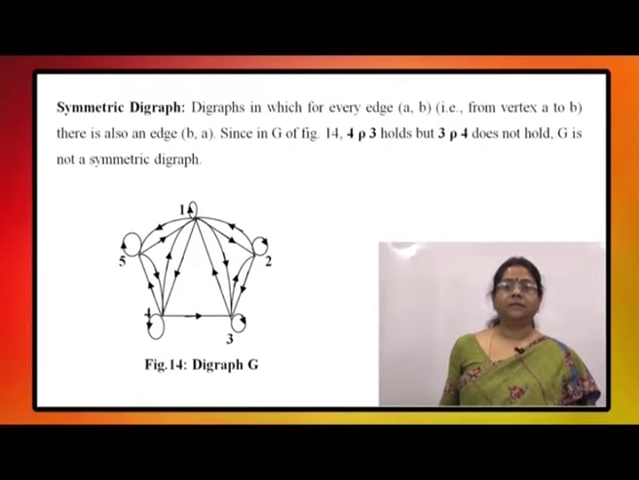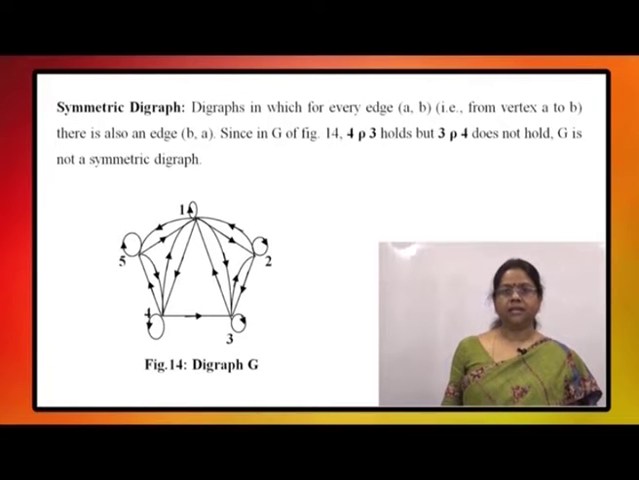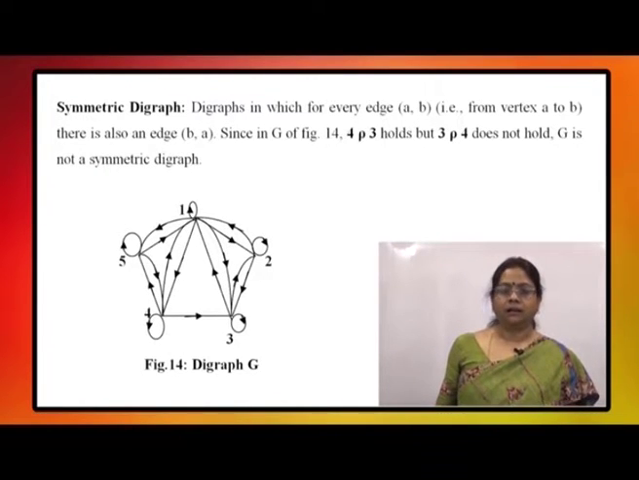And next comes the symmetric. We know that a symmetric relation is a relation where A rho B implies B rho A. So similarly, in its digraph representation, we will get an arc from A to B, and at the same time we will get an arc from B to A. Here in figure 14, we can see that 4 rho 3 holds, but 3 rho 4 does not hold. So this is not a symmetric digraph.